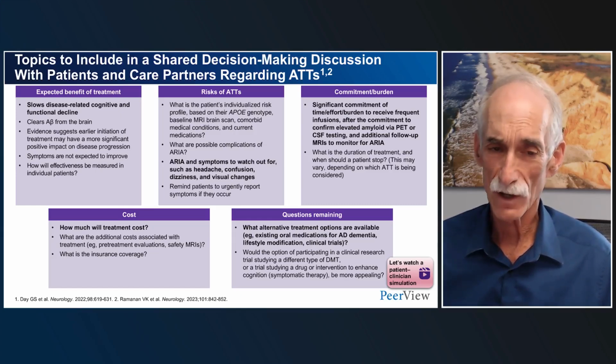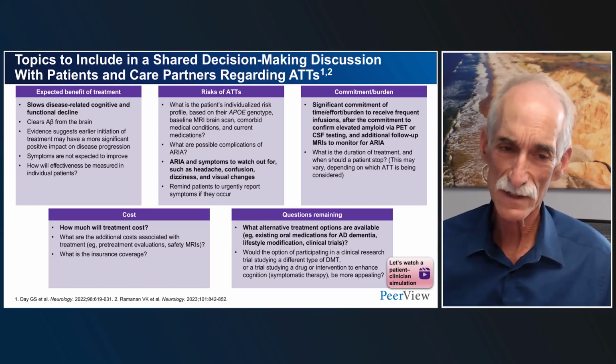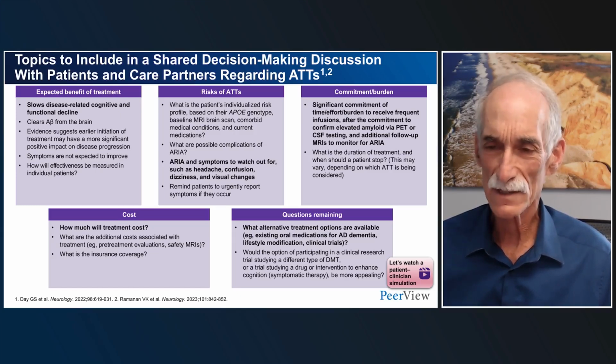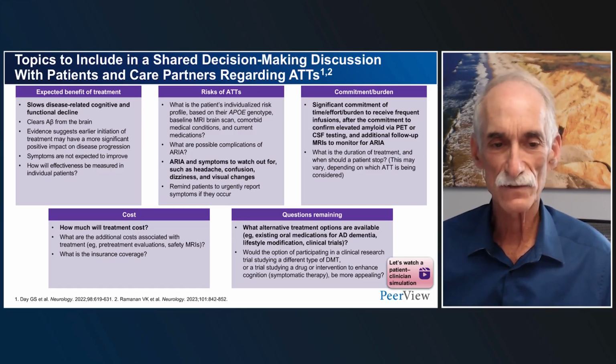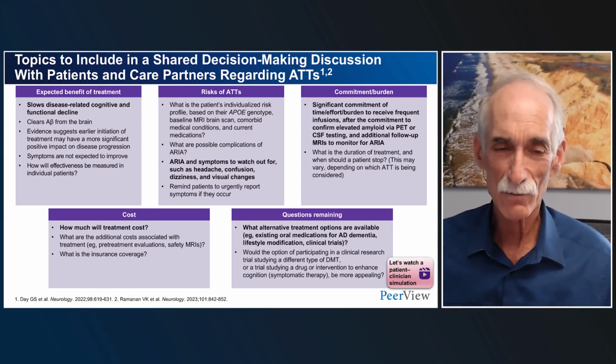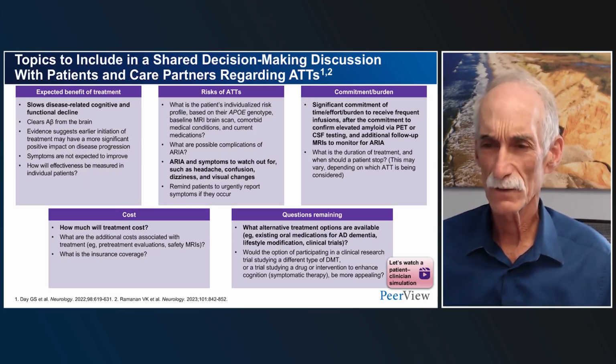It can cause ARIA. That's the biggest risk. And ARIA, as Eric said, usually is mild and asymptomatic, but it can be serious, especially if they're an E4 homozygote or they have CAA on their baseline MRI. That puts them at risk of having an event and a more serious event. So they need to know what that risk is.